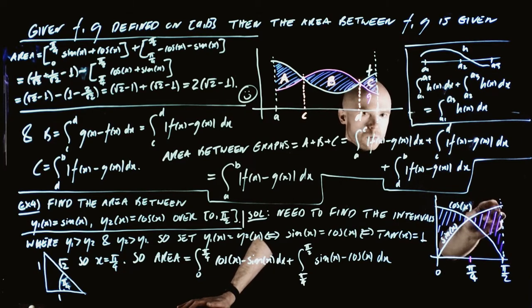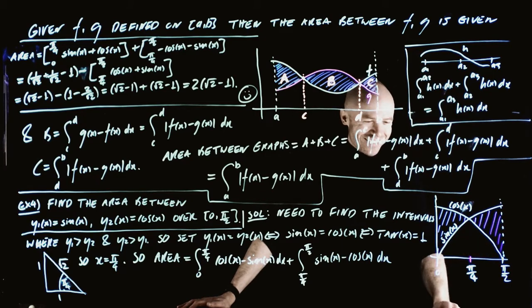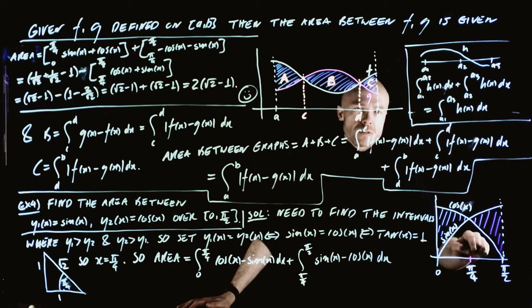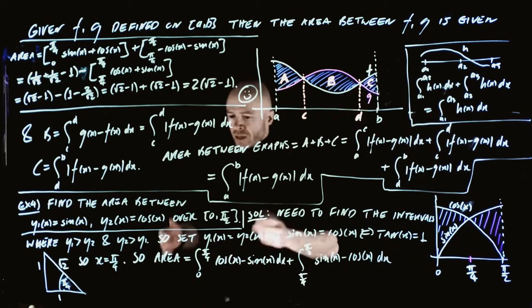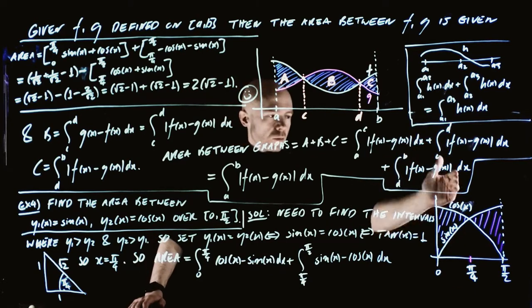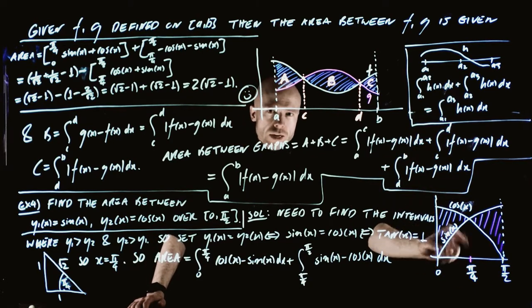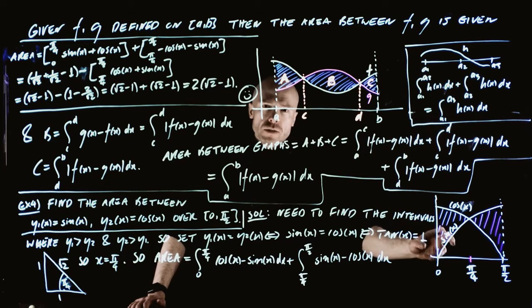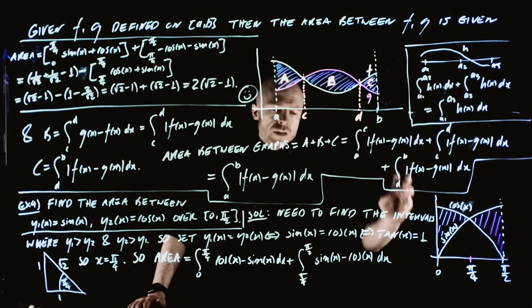and then another interval where the other guy is above the other guy. Right? So the interval where cosine is above sine, and then when sine is above cosine. These are two different intervals. So to do that, we have to find the point where they cross. That will be used to define each of these intervals.